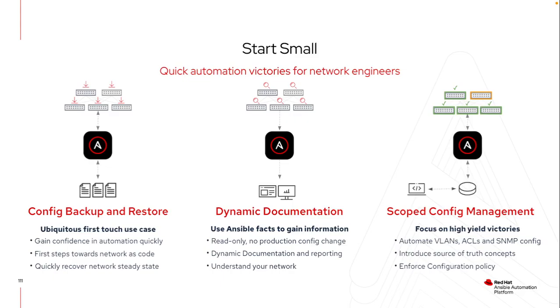As I talked about earlier with audits, having an ability to do dynamic documentation, so a read-only way to pull device information in structured data and put that into a nice format so users can keep track of what's going on. Scope config management means pick one resource, VLANs, ACLs, SNMP, and just manage that particular resource. A nice simple way to start to get at least one parameter of your networking devices in an expected state.